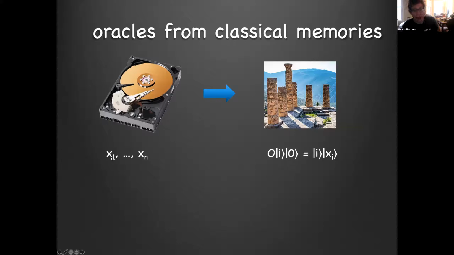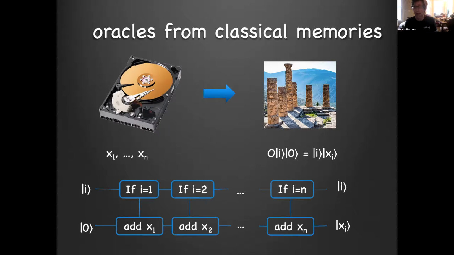Let's suppose that I have my input, x1 through xn, it lives on one of these kinds of devices. I guess that's already a little bit of an old-fashioned kind of hard drive. And I want to turn it into a quantum oracle. I'm still looking for a good illustration for that. If anyone has ideas, let me know. How can I do it? It's not so easy.